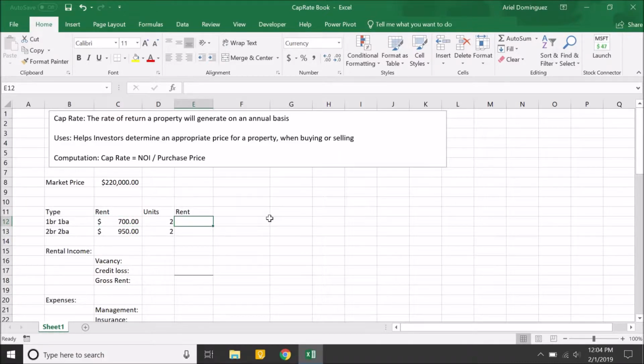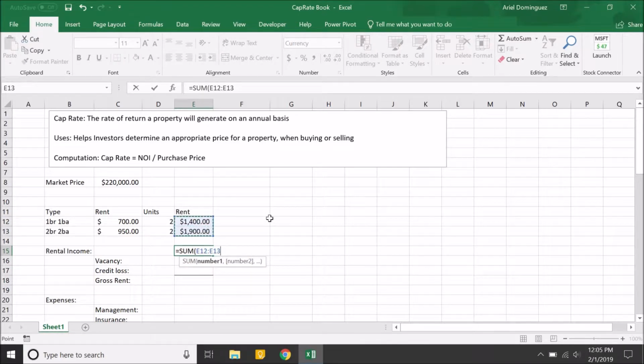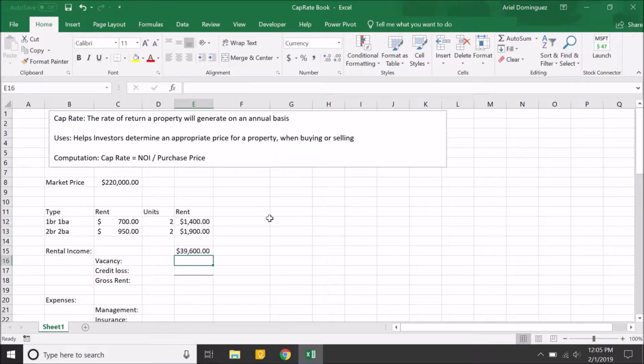So to get the rent for the smaller units, we'll just do the rent times the number of units. That gives us $1,400 that we can make off these 2 units each month. And the same idea for the bigger units. It will be $950 times 2, $1,900. Now that's our monthly rental income. Now we want to take the sum of these 2 numbers and times 12 to get the annual rental income that we'll receive.